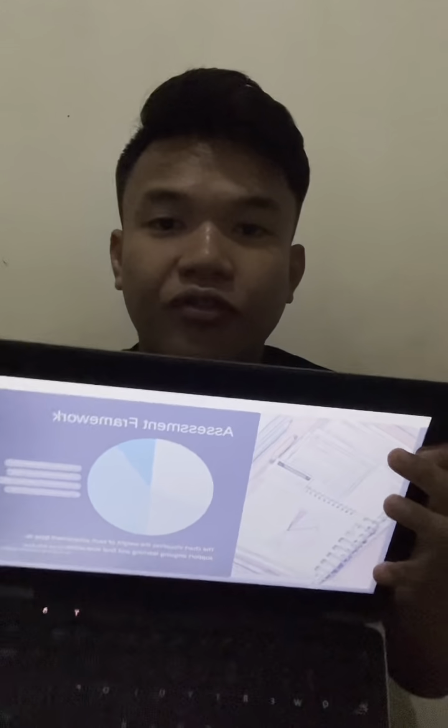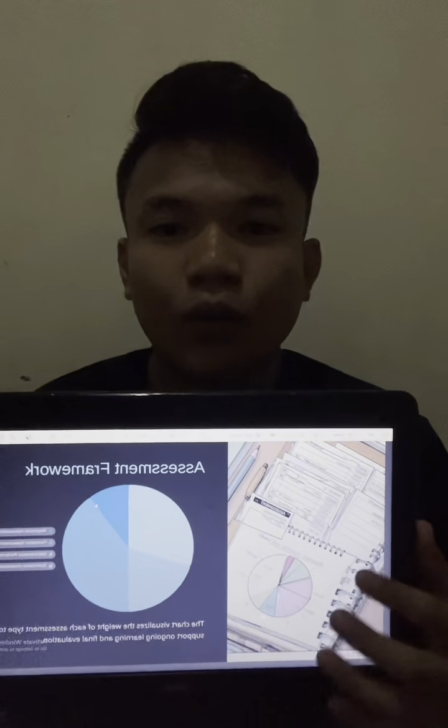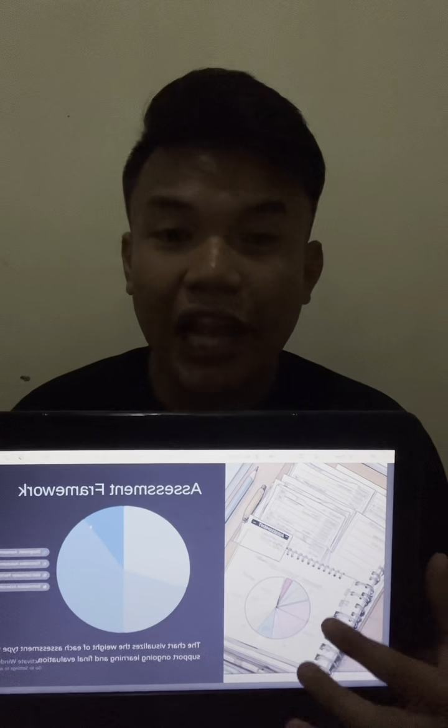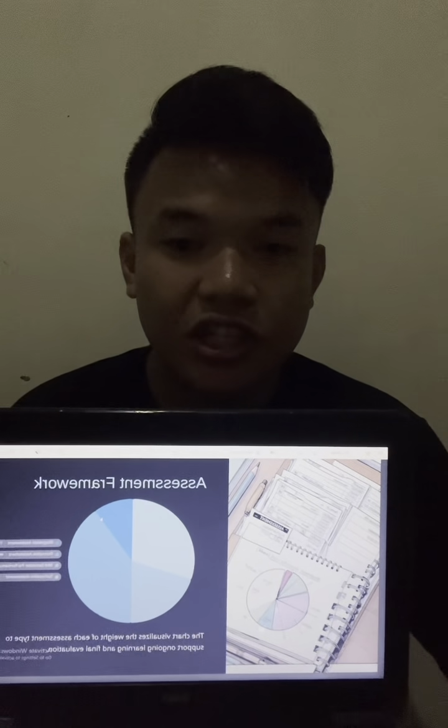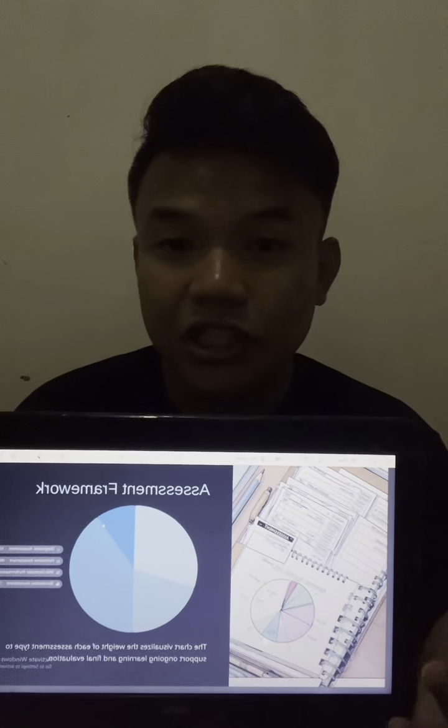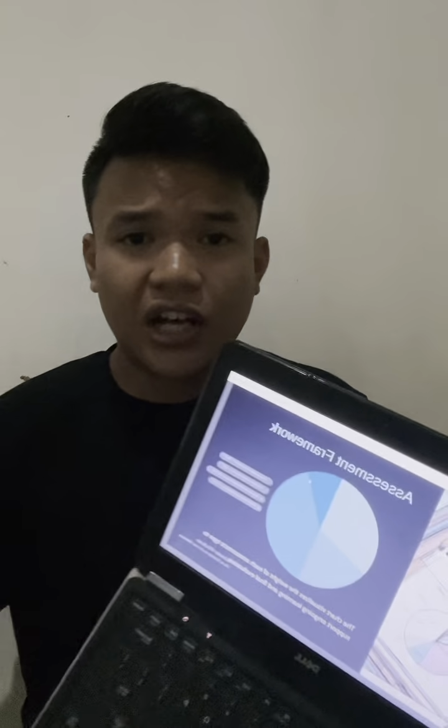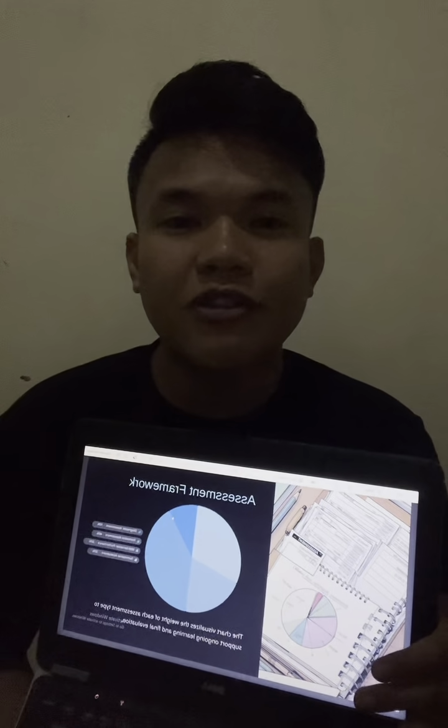And here is the assessment framework for the students. Now let us discuss the assessment. The syllabus uses 3 types of assessment. The first is diagnostic assessment, which is conducted at the beginning of learning to identify students' existing knowledge and skill levels. The second is formative assessment, which takes place throughout the learning process. Examples include classroom participation, quizzes, group discussions, presentations, and project work. This type of assessment helps teachers monitor student progress and provide feedback.